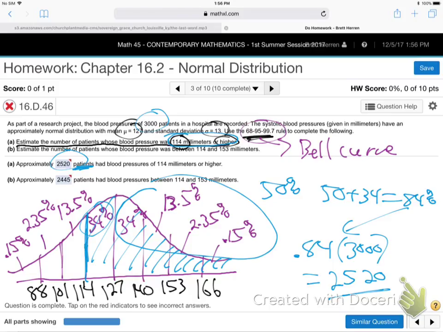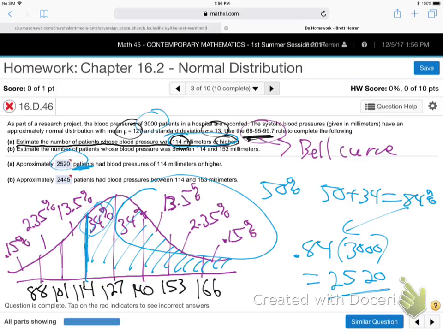How many to the right? How many more than 114? 34 and 50, 84%. Make it a decimal times 3,000 total people. 2,520 patients must have a blood pressure of 114 or more. That's what that means, in real life.